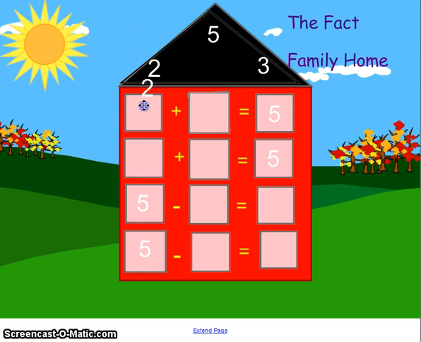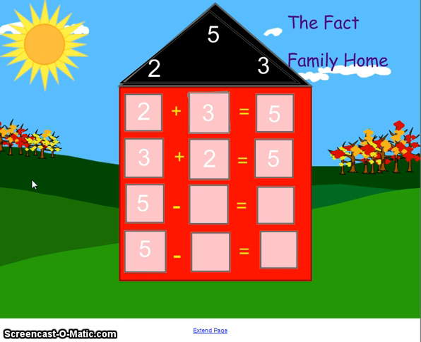So we're going to put the 2 here for the first one. If we place the 2 here, we've already used the 5 up here, so that means the only number left is the 3, so we're going to put it here. And when we do fact families, we have to have 2 addition and 2 subtraction problems. So for the second addition problem, all we're going to do is switch the order of the numbers. So we'll put the 3 there. That means we'll have to put the 2 here.